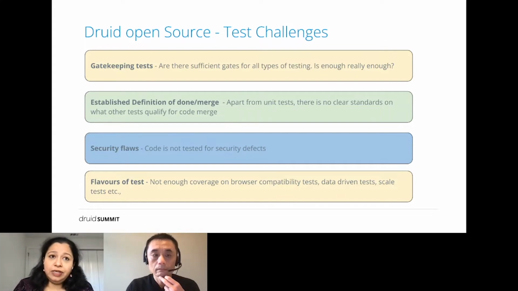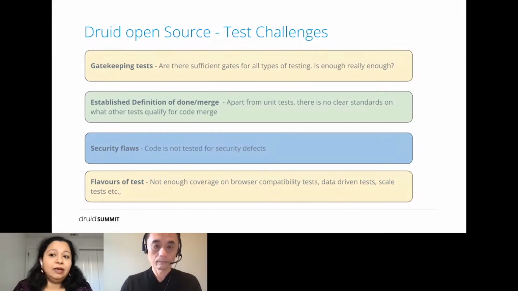Other parts of testing are flavors of testing. Not much attention is given to scale tests or load tests from an open source testing perspective. So when a developer merges the code, the PR, not much attention is given to those kinds of tests. Browser compatibility is one, and above all, security flaws. That's something that not much care is taken of when we do open source testing.